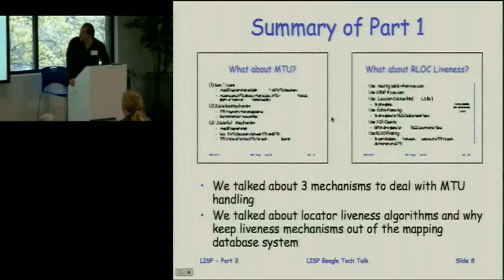And then we talked about 3 mechanisms to deal with MTU handling. We don't believe it's a problem. You could add protocol machinery to solve it. And we talked about locator liveness algorithms. So the locators are always assumed to be up when you receive them in a map reply and a map cache entry, and then you find out when they go down or when they come up using the locator liveness algorithms that we talked about.